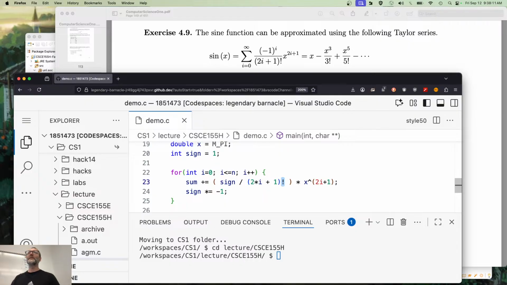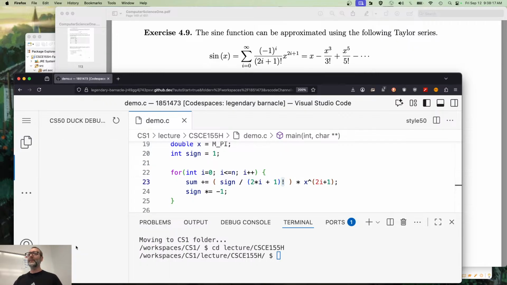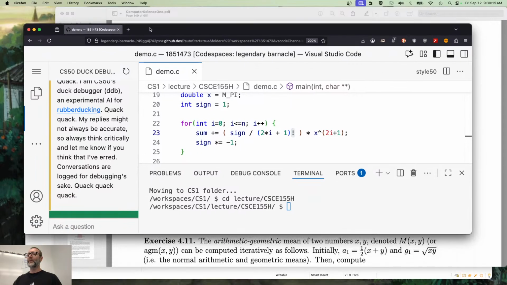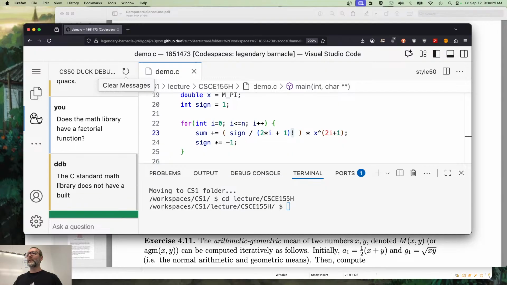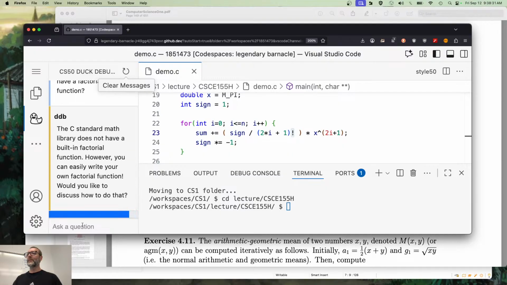Factorial. Is there a factorial function for me? Well, you can go ahead and open up the rubber duck debugger and ask them. Let's bring this up. Does the math library have a factorial function? C does not have a built-in factorial function.